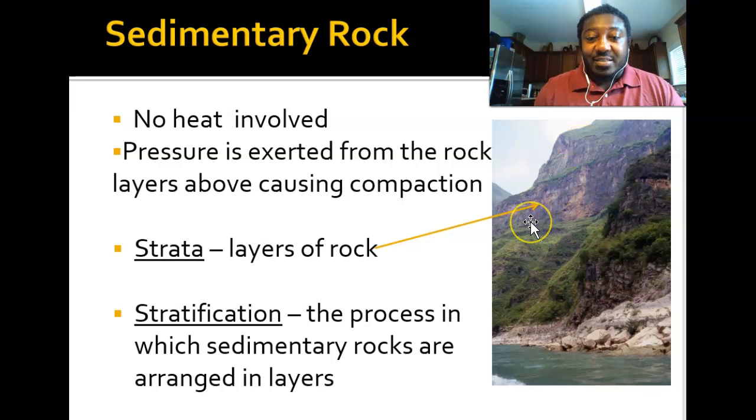So the process, it says the process in which sedimentary rocks are arranged in layers, that process is just called stratification. So the horizontal layers are called strata. And the process by which these horizontal layers are laid down, or arranged, is just called stratification.